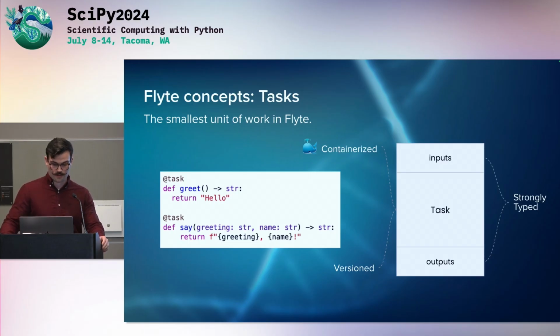All tasks and workflows, pretty much every concept in Flyte, is versioned when you register it. So that's a nice automatic sort of reproducibility bonus. And of course, as a Kubernetes native orchestration layer, everything is containerized and runs in its own pod.